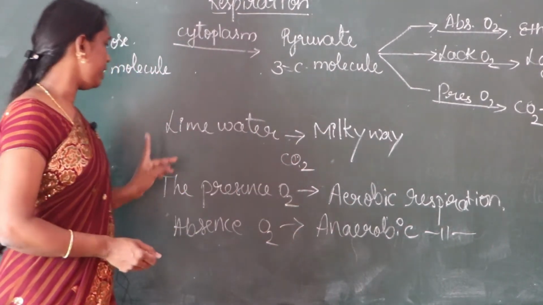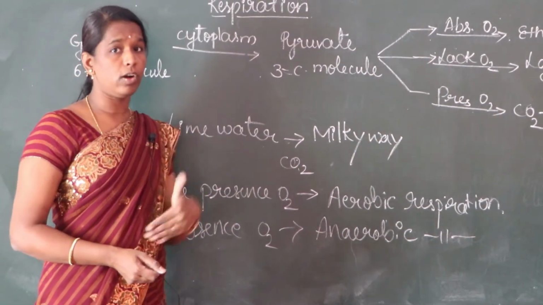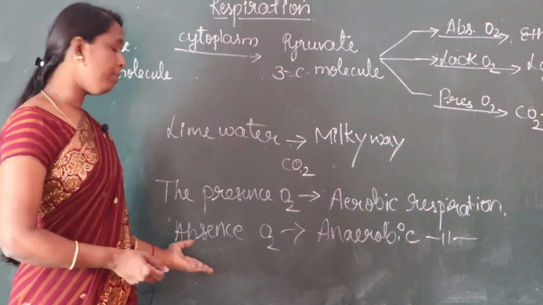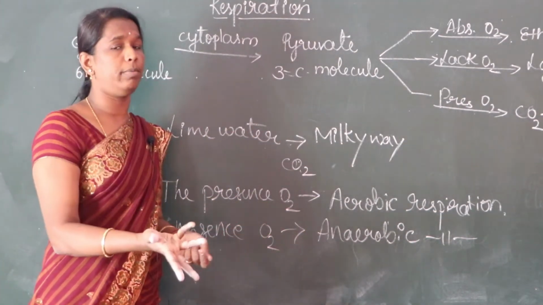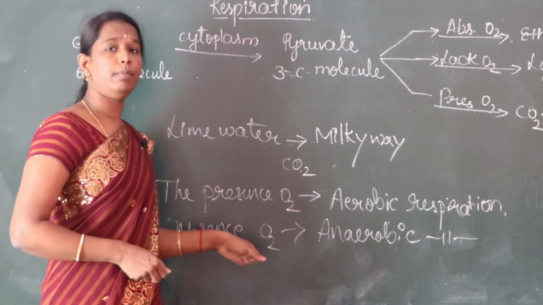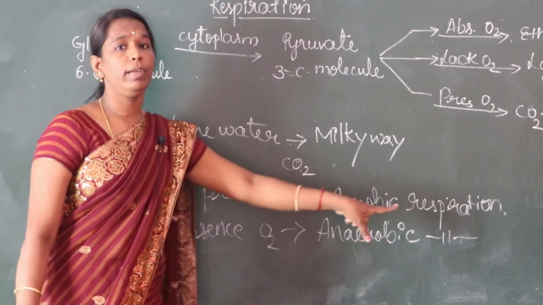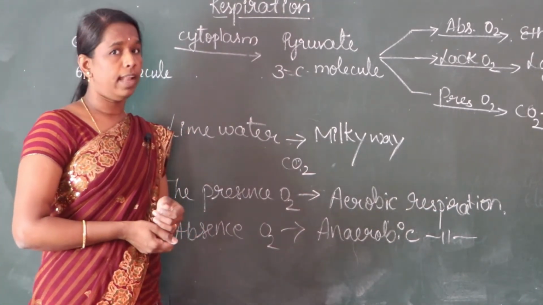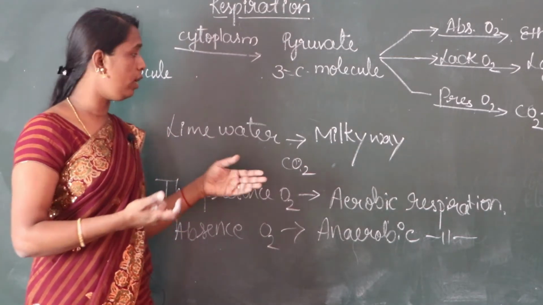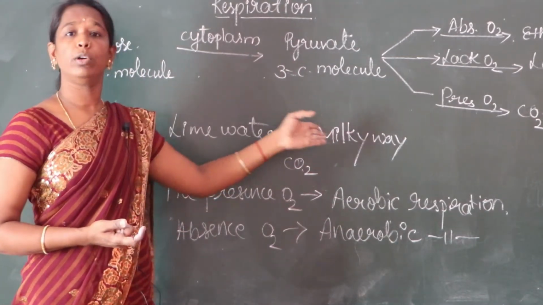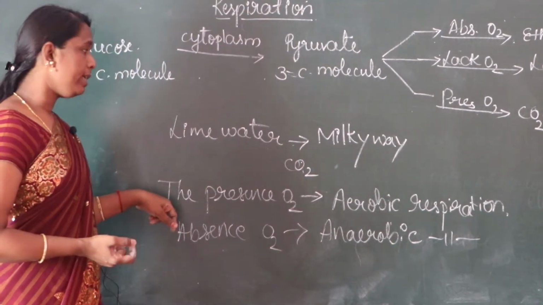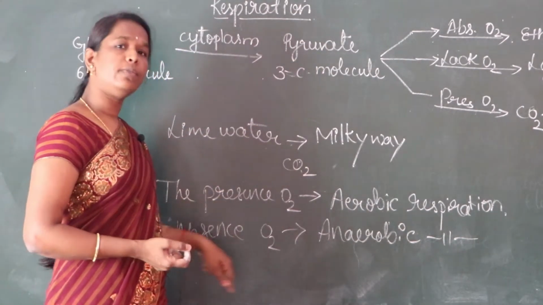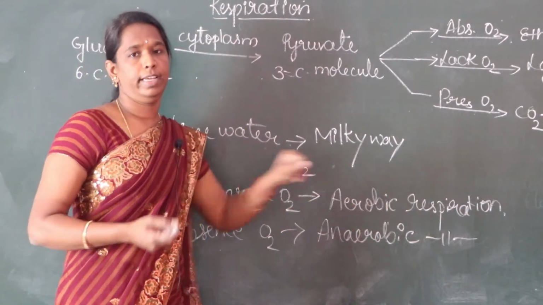In aerobic respiration, in the presence of oxygen, we take oxygen, no? That is called aerobic respiration. Anaerobic respiration means in the absence of oxygen, we give out carbon dioxide. Why does the lime water turn milky? Because we blow the air, which is carbon dioxide. The presence of oxygen is called aerobic respiration and absence of oxygen is called anaerobic respiration.